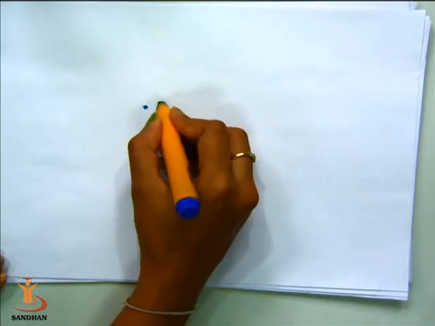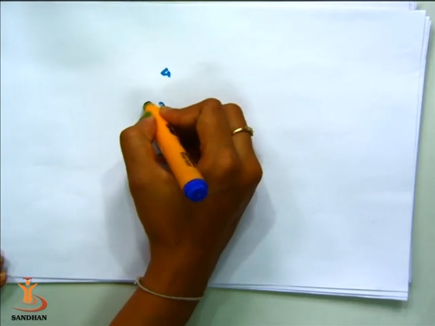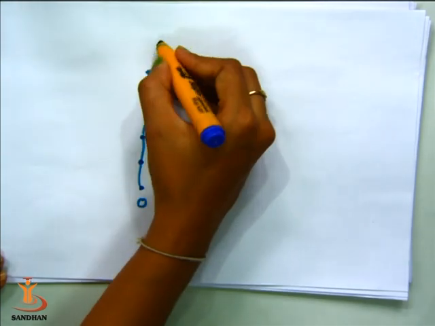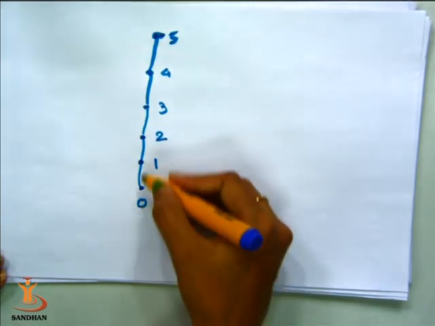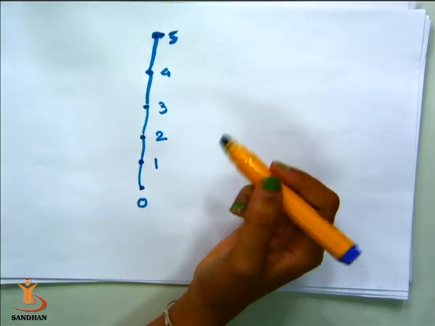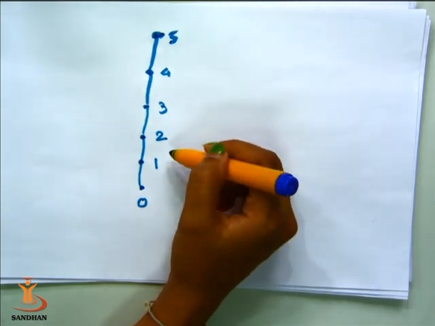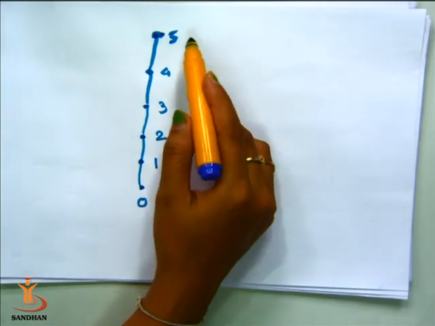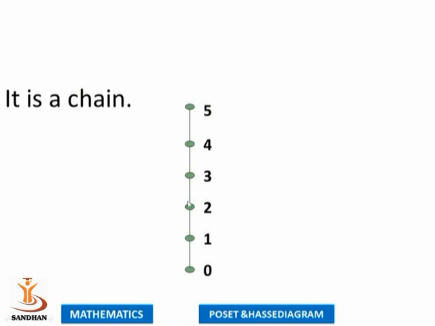2 and 3 are related. We join by a line. 3 and 4 are related. We join by a line, and 4 and 5 are related. So it is a chain. All the elements are related to each other. It is called a chain, and the Hasse diagram is always like a straight line. So this is the Hasse diagram.